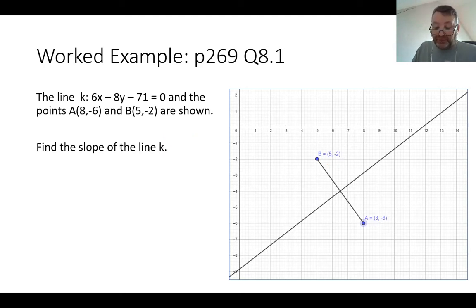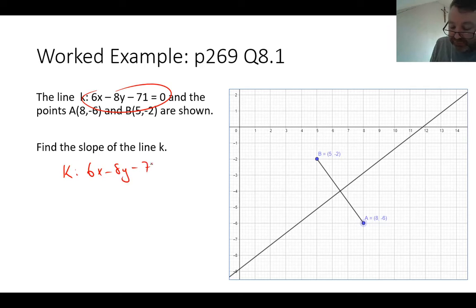And then lastly it says find the slope of K. Now where's K? Well, K, we're told from up here, is 6x minus 8y minus 71 is equal to 0. So what way is the line being given to me here? K is being given algebraically. So if I want to work out the slope, it's very simple. If the x and the y are together, the slope is minus the coefficient of x over the coefficient of y.